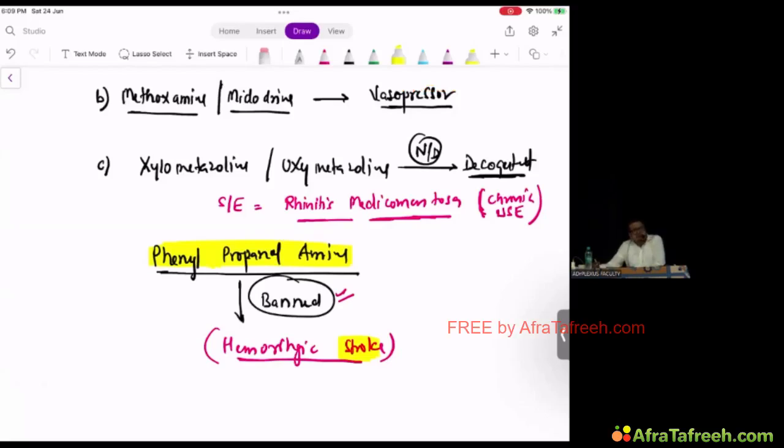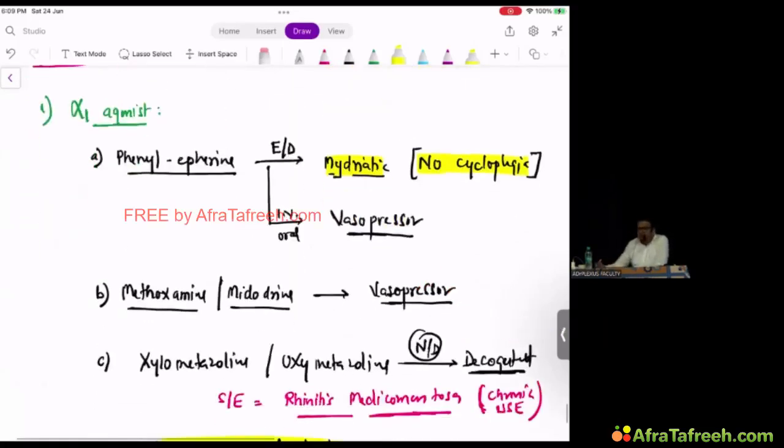So this is not available in market anymore. These are simple alpha 1 agonists. So alpha 1 agonists are used as what? Vasopressors, also mydriatics, and also nasal decongestant.